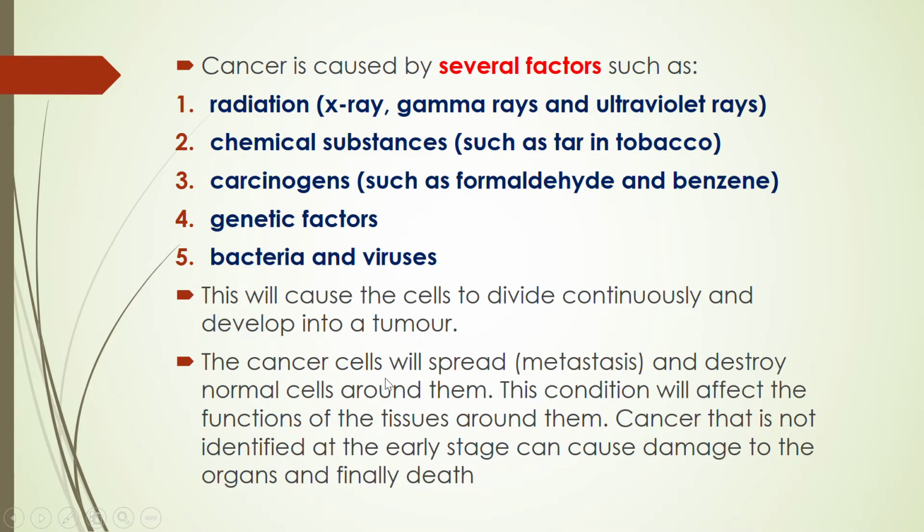And the cancer cells will spread. We say metastasis happens and this destroys the normal cells around them. This condition will affect the functions of the tissues around them. Cancer that is not identified at the early stage can cause damage to the organs and finally death. The term metastasis here means spreading, spreading to the normal cells around them.